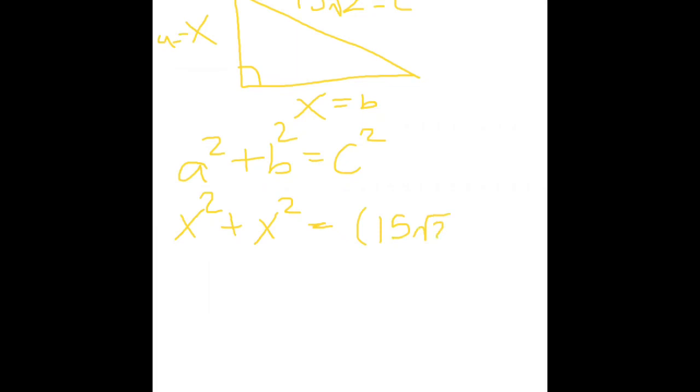15 root 2 squared. Remember, when you square any square root value, it's just itself outside. So it's 15 times 15 times root 2 times root 2. You have 2x squared on that side.